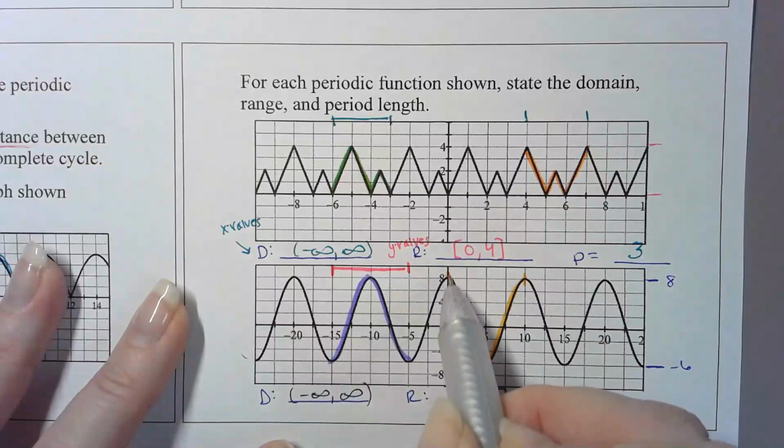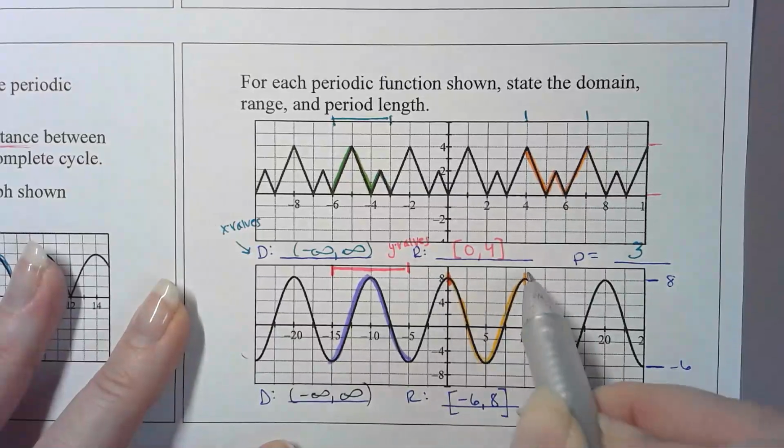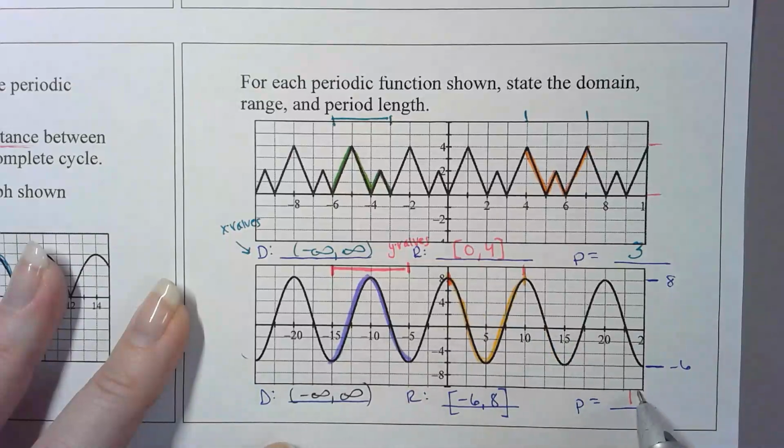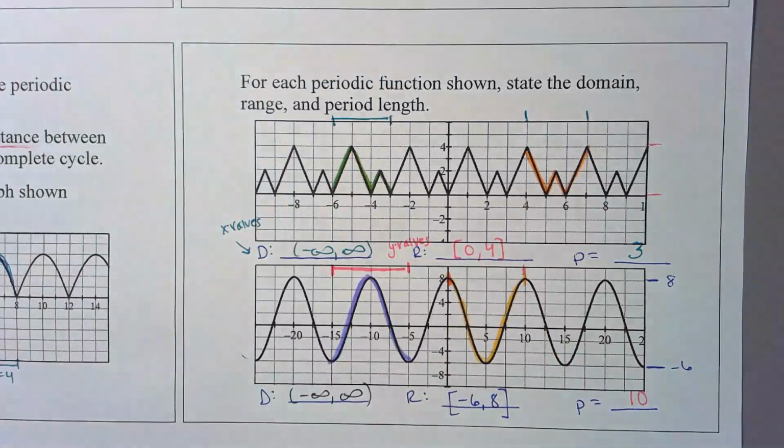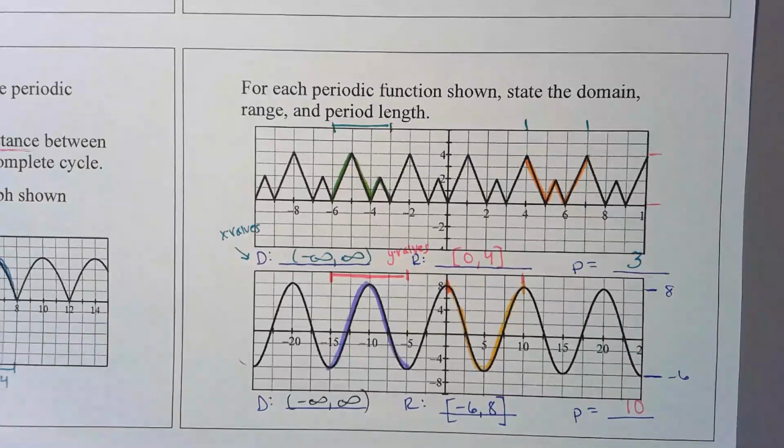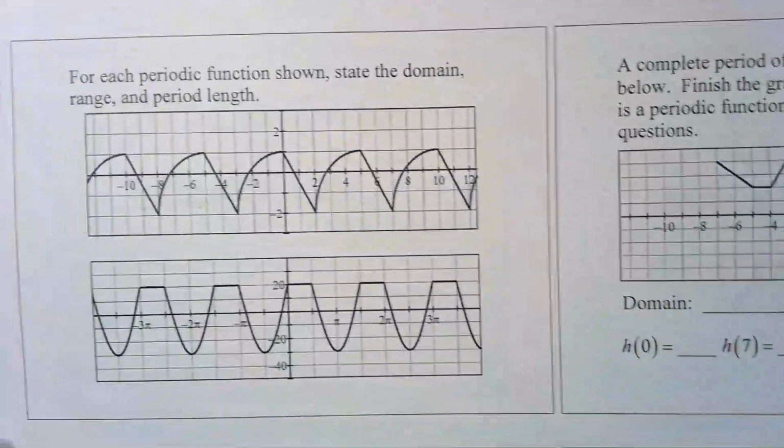Same thing with the yellow. It started at x equals 0 and it ended at x equals 10. So the length of one complete cycle is 10. So the period length of the graph is 10. All right, let's flip it over. We're going to do that same thing with two more graphs.